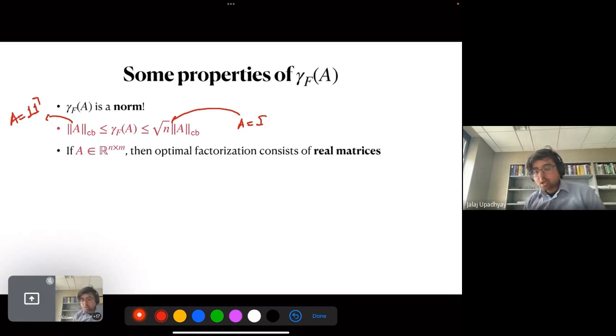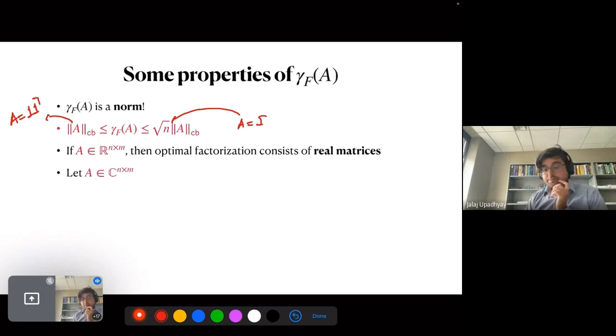Now, if I am only concerned with real matrices, which is what we would expect with privacy, then the optimal factorization consists of real matrices. You do not have to go to complex space. You can go to complex space sometimes because it helps you with update time and compute time, but real matrix factorizations are enough. They achieve the optimal bound. If there is an optimal factorization, it can be achieved by real matrices. So in particular, you can solve the semi-definite program that we'll talk about only on the space of real matrices.